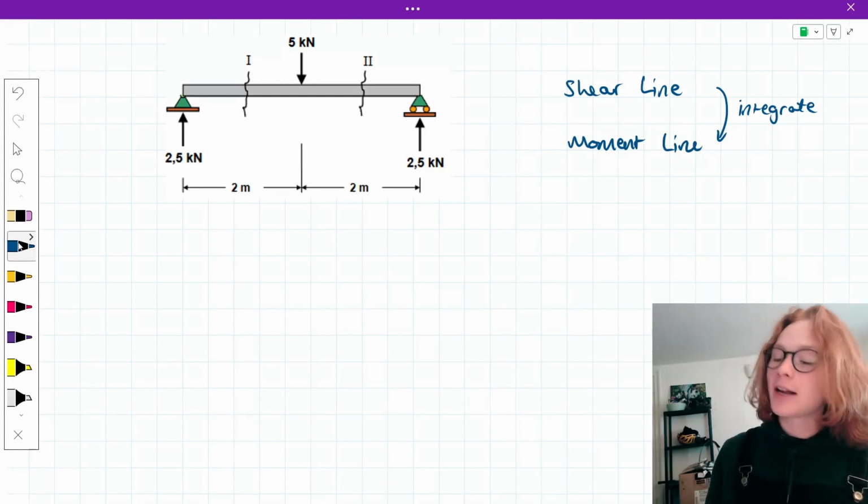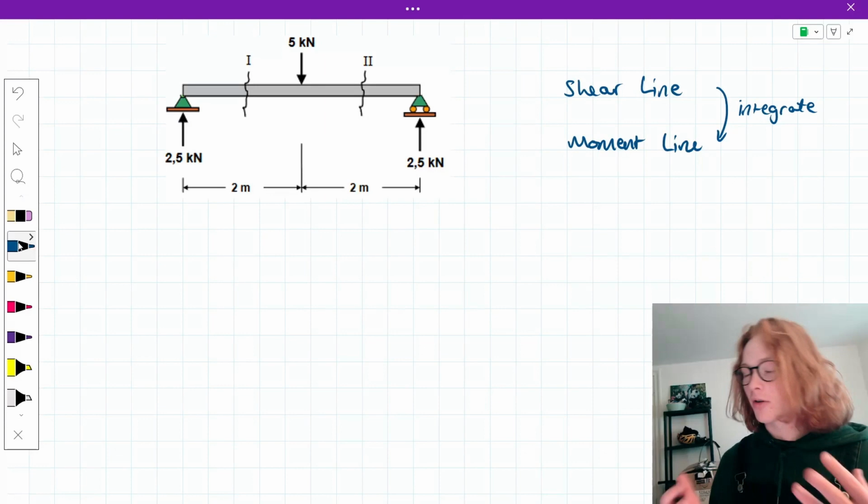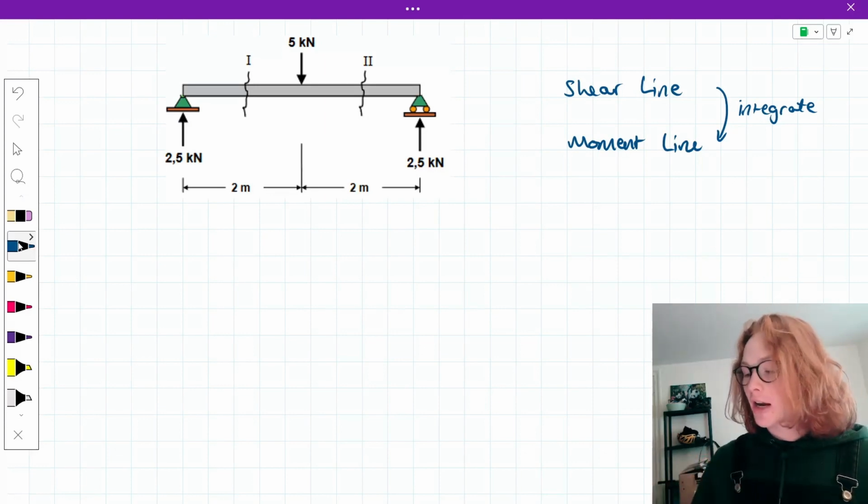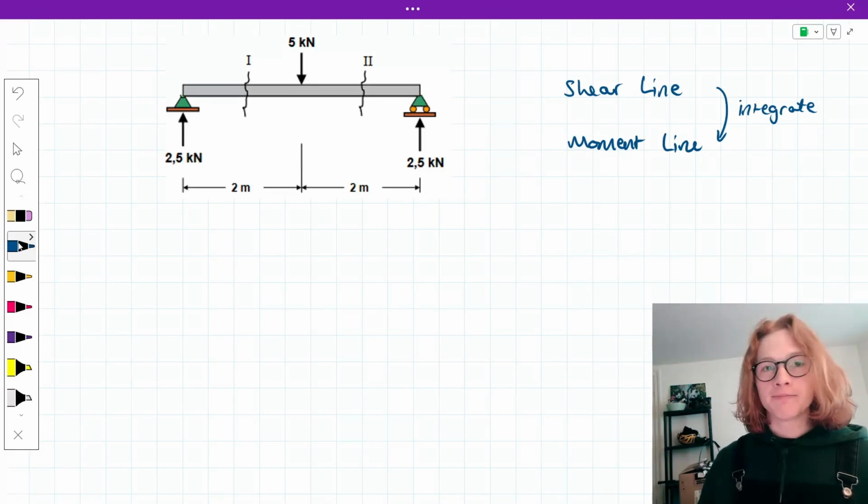So really the graphical method hinges on one key piece of information, and that's the recognition that our shear line and our moment line are related. So the shear line is the differential of the moment line, which means that in order to get to the moment line from our shear line, we integrate, right?